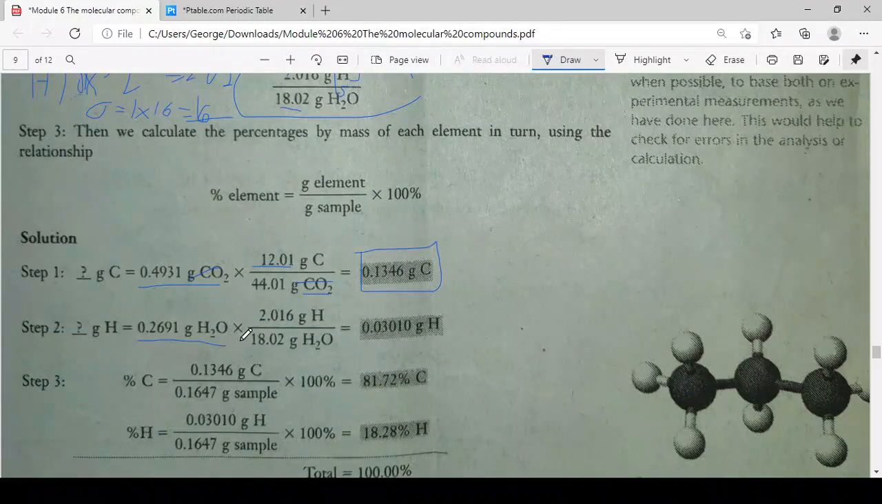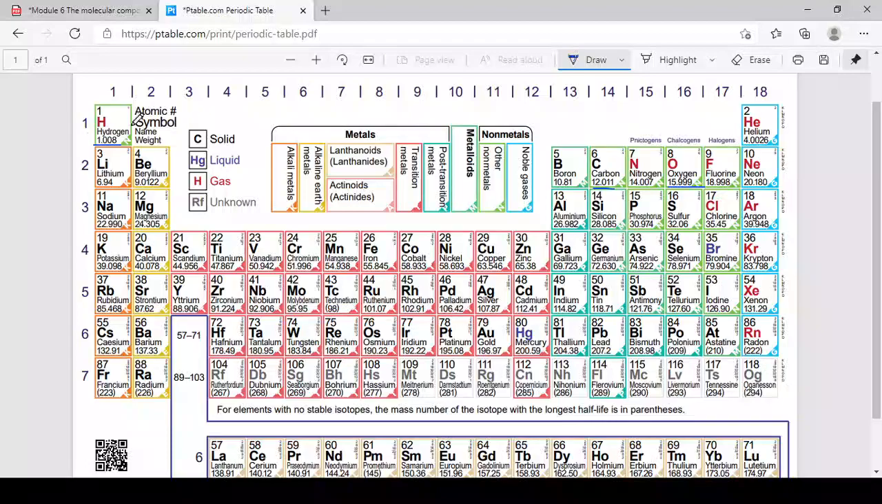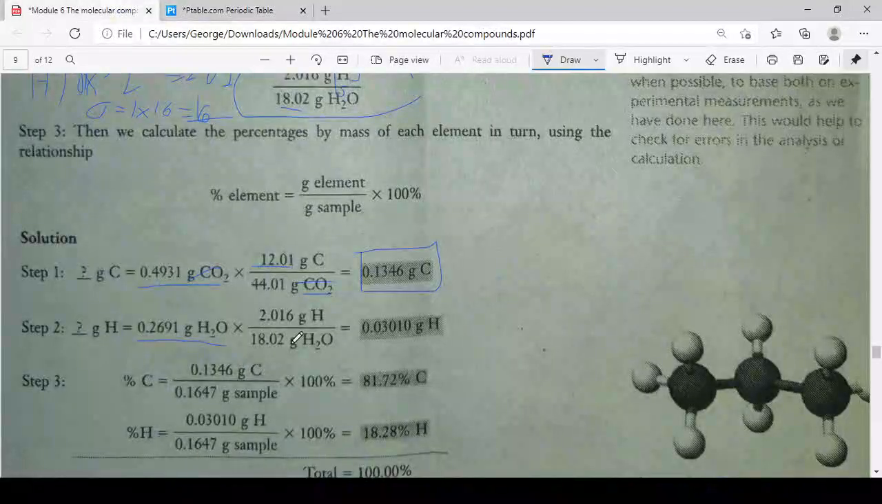0.2691 grams of your H2O multiplied by 2.016 grams of your hydrogen. The 2.016, kids, simply comes from your periodic table of elements, divided by 18.02 grams of our H2O. It now equals 0.03010 grams of our hydrogen.